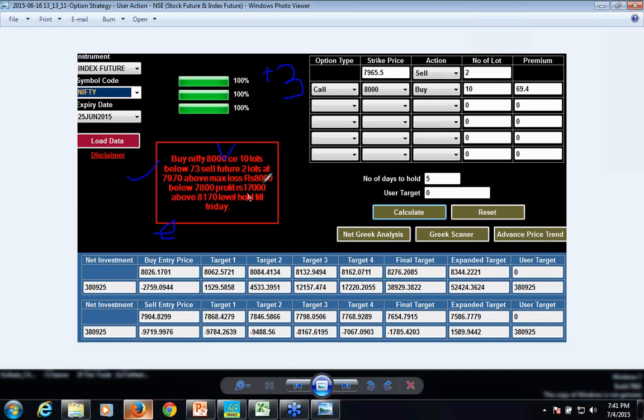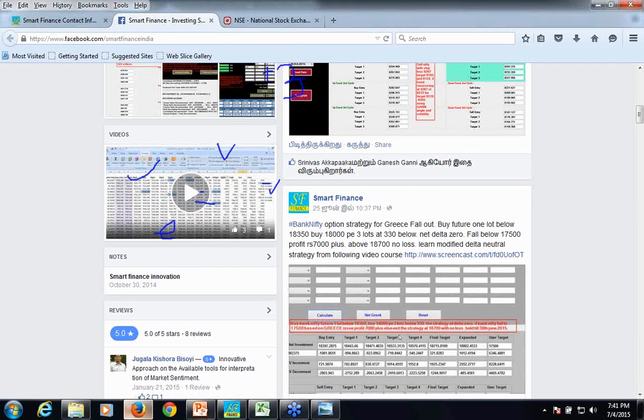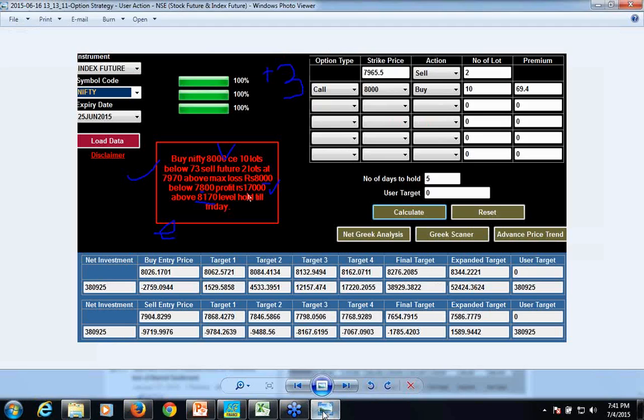I have told you the maximum loss is 8,000 rupees if it falls to the 7,800 level, and profit of 17,000 rupees if it crosses to the 8,170 level. This was given on the 16th at 1:13. And if you are associated with us in real time on Facebook, then definitely you could have got these things. So this was given on the 16th.